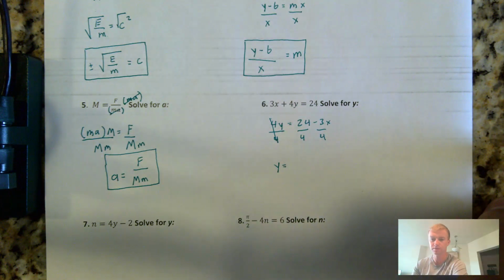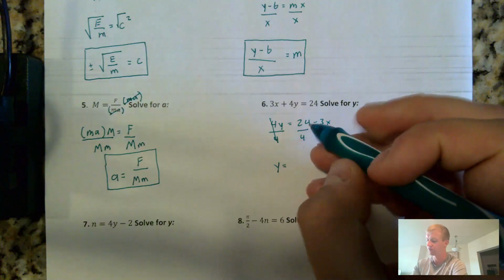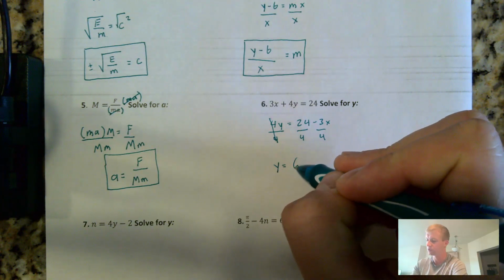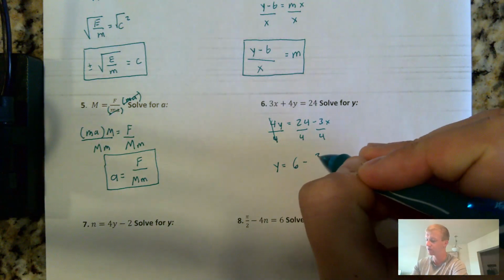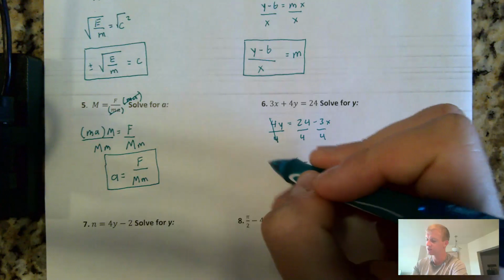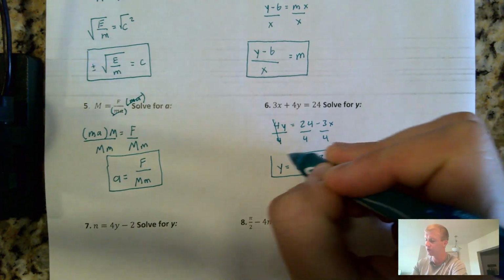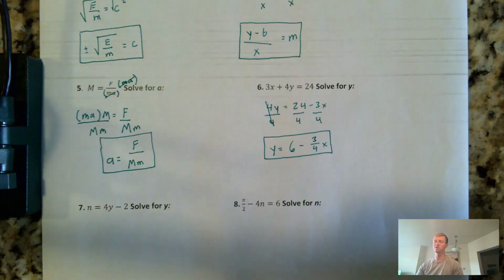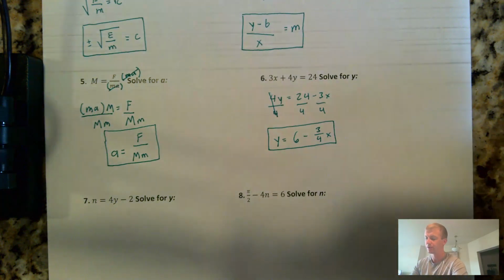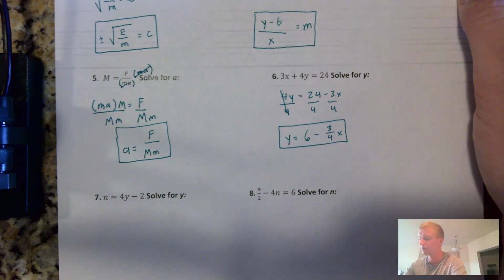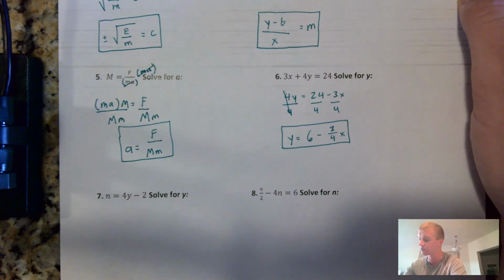So you're going to have y by itself, so the 4 cancels, equal to 24 divided by 4, which gives you 6. And then you can just leave this negative 3/4 x, since you can't simplify it. If you want, you can put it as a decimal, but I recommend leaving it as a fraction. So you end up getting that form, with y by itself, and then you can simplify the terms there.